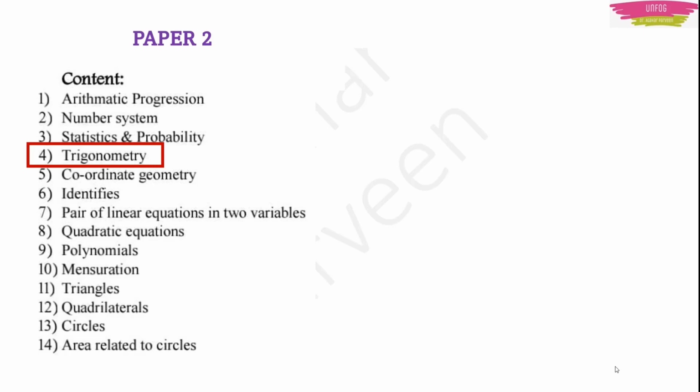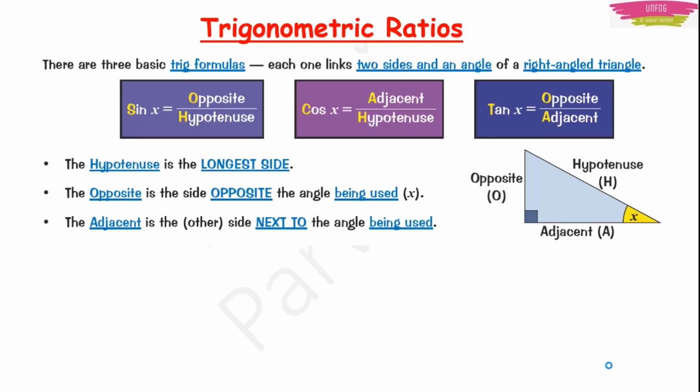Okay, so I will try to make things easier for you. I will try to explain in a very simple manner. Okay, first of all, in trigonometry there are 3 basic formulas. They are known as trigonometric ratios. Each one will link 2 sides of a triangle and 1 angle of the triangle.